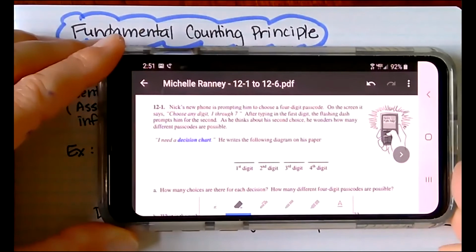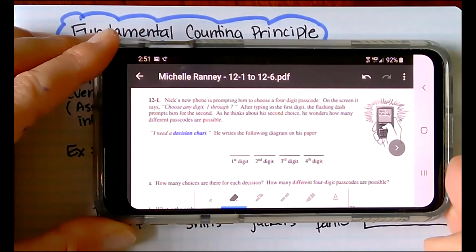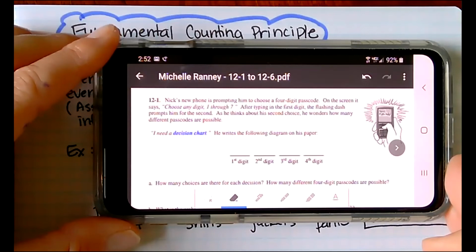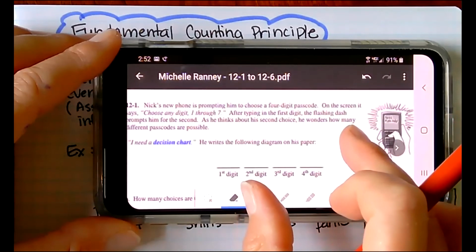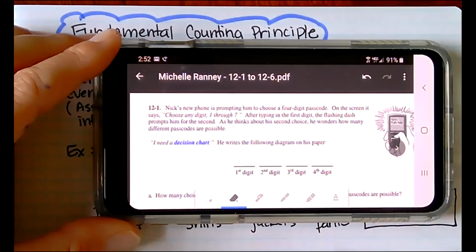So on this problem, we're going to use the idea of the fundamental counting principle. So 12-1. Nick's new phone is prompting him to choose a 4-digit passcode. On the screen, it says choose any digit 1 through 7. After typing in that first digit, the flashing dash prompts him for the second. As he thinks about his second choice, he wonders how many different passcodes are possible. So he says, I need a decision chart. He writes the following diagram on his paper. So he has for his first, for his second, and for his third and fourth digit.